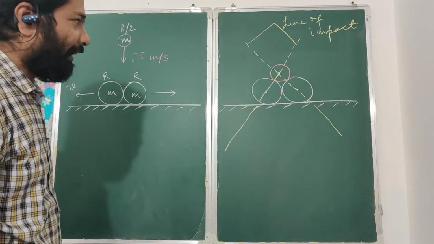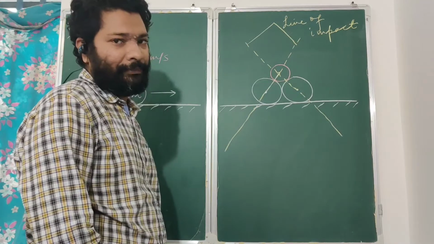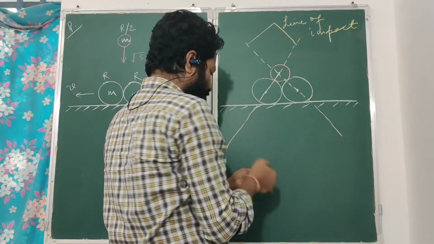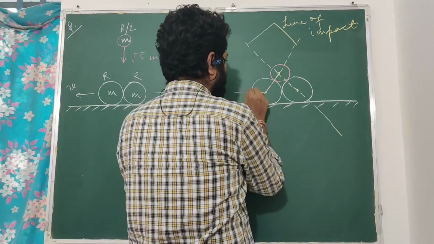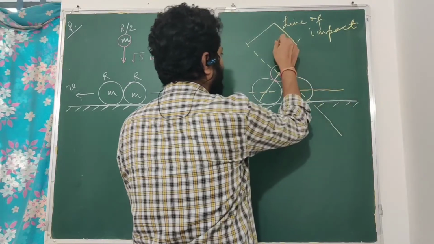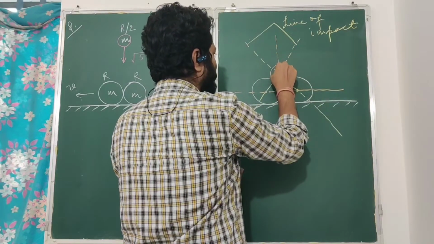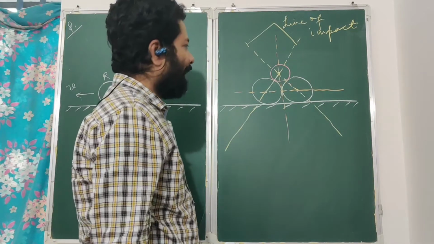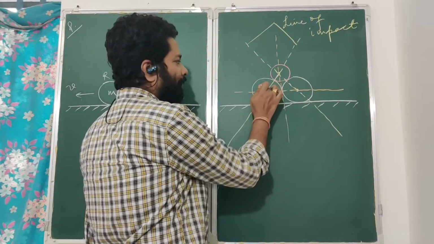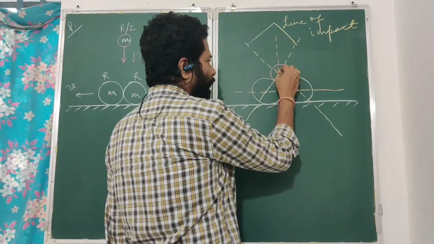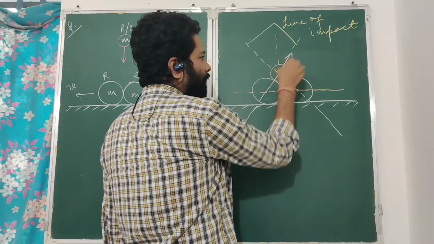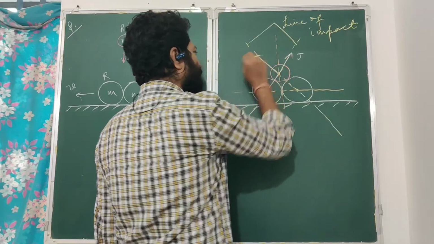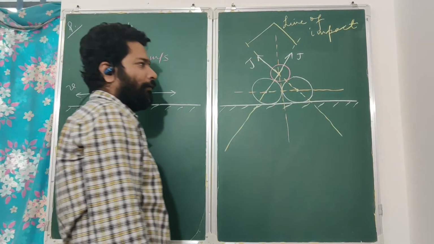So impulsive force will act along the line of impact. Let us say the impulse, which we represent by capital J, that is exerted by one ball on the other ball, let us say the impulse acting on this ball is J here. So symmetrically the impulse which will act will be J in this direction also, and impulse is a vector quantity.